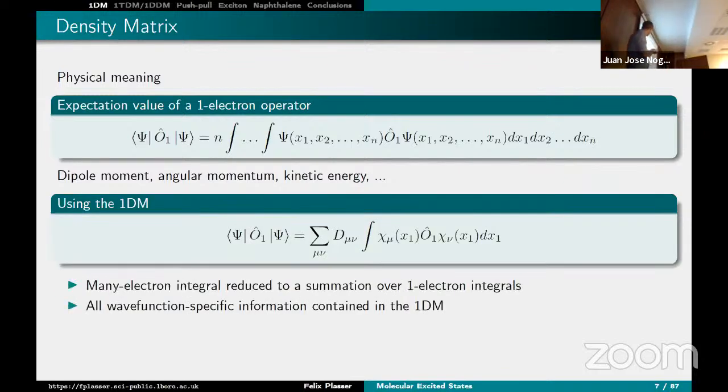And now it turns out that if we have a density matrix, then our operator expectation value becomes this very simple form, where rather than having an integral over all n electron variables, we just have a summation over basis functions, so a double summation over basis functions, and then we just have to evaluate this little one-electron integral. That's usually what we call the operator representation, the representation of the operator in the basis set that we choose. So that's kind of the practical reason why we evaluate these density matrices whenever we do quantum chemistry.